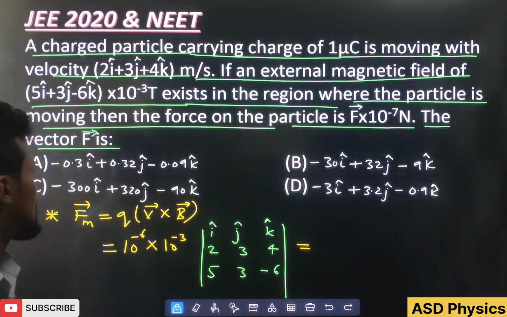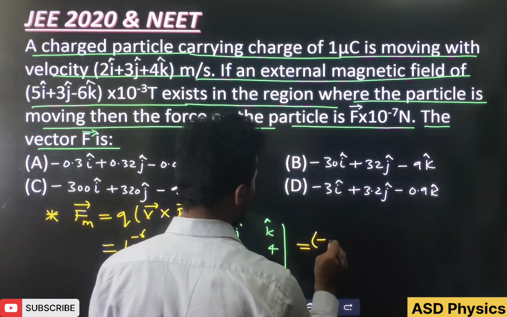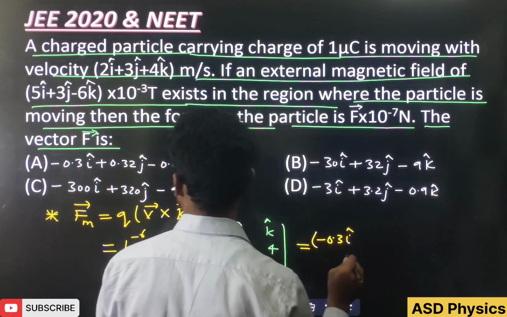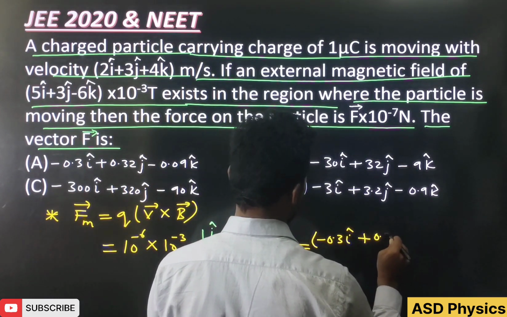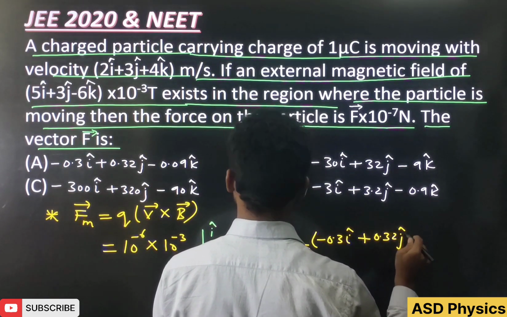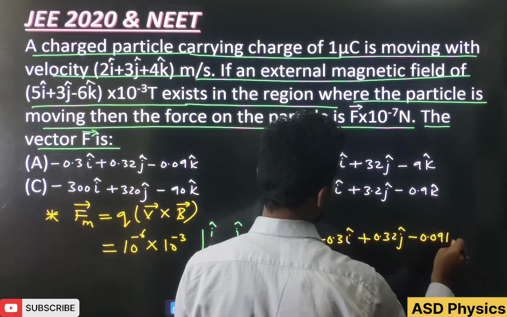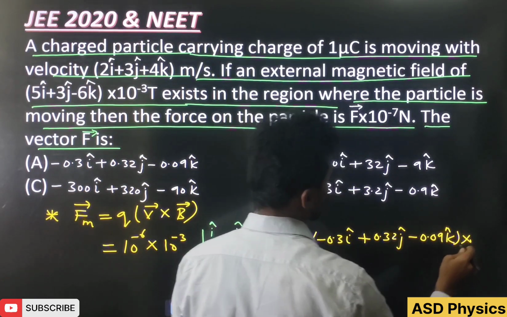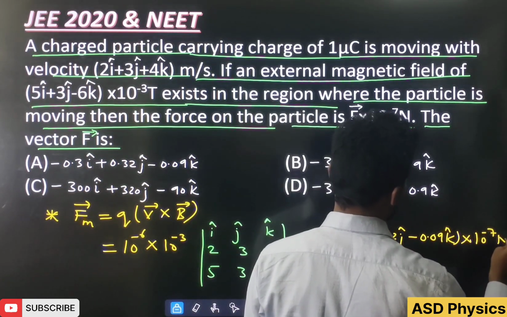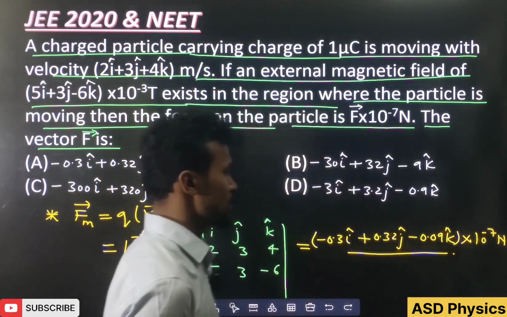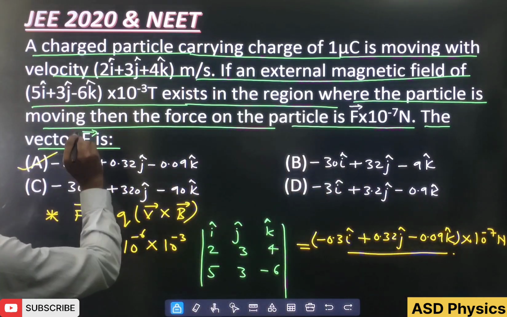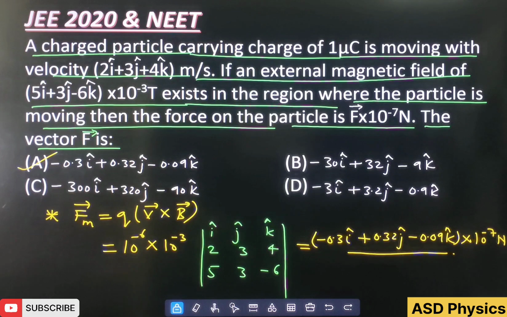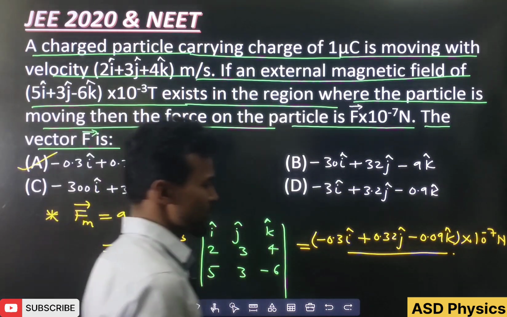So when you solve here, students, you take the determinant and it will come minus 0.3 I cap, plus 0.32 J cap, minus 0.09 K cap, into 10 to the power minus 7 Newton. Just have to do the determinant. So which option will be correct here? The correct option is option A. Remember that, these are only calculation parts.